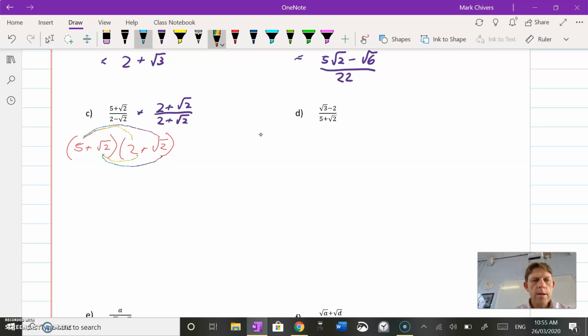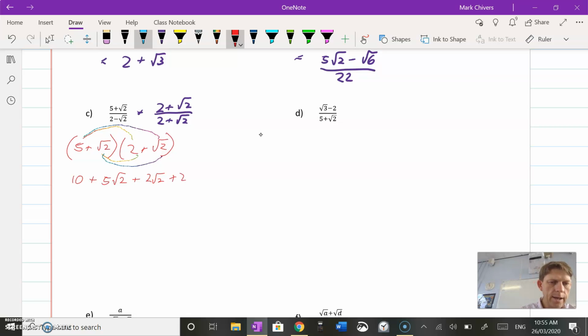And there we go. So we use that claw method, we follow the lines on the claw, and that'll tell us what we should end up with. So 5 times 2 is 10. 5 times root 2 is going to be 5 root 2. Root 2 times 2 is 2 root 2. And root 2 times by root 2 is just going to be 2.